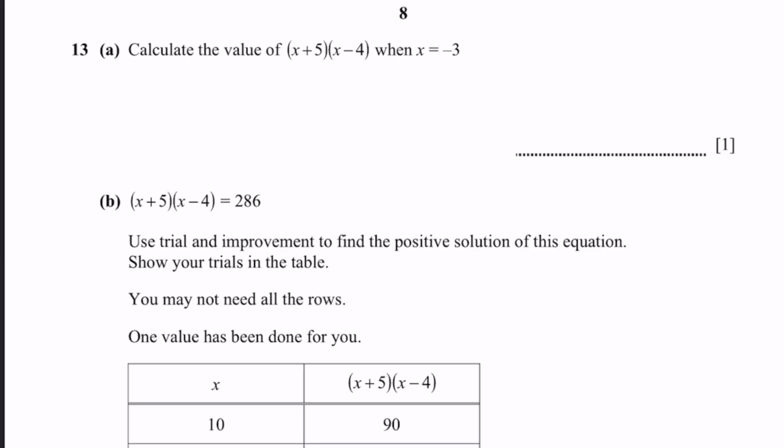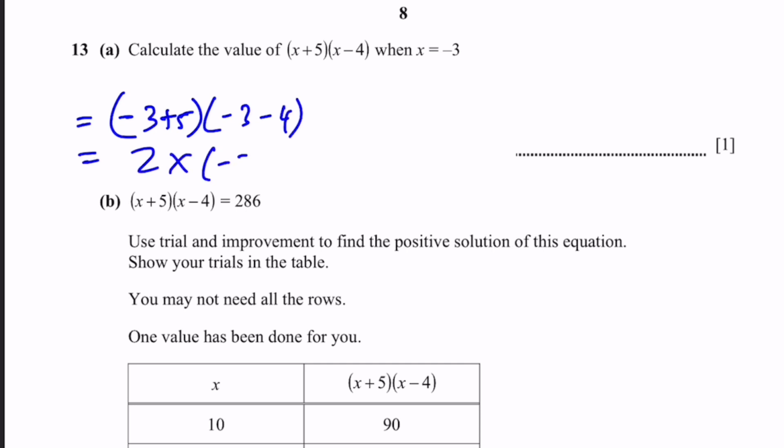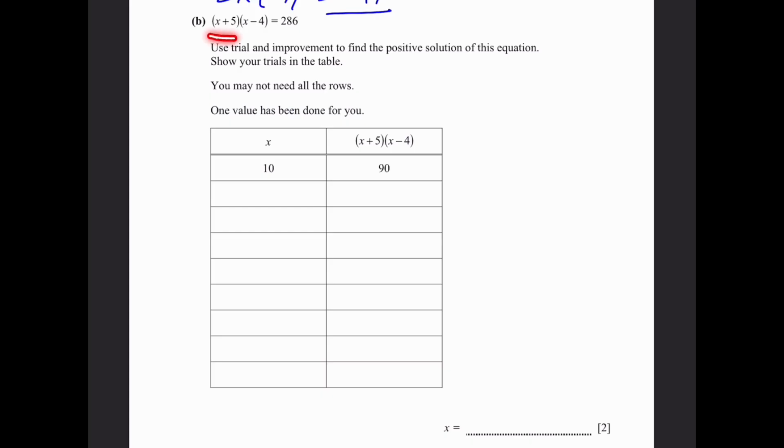Question 13. A. Calculate the value of x plus 5 into x minus 4 when x is equal to minus 3. So that will be equal to minus 3 plus 5 into minus 3 minus 4. That will be 2 into minus 7. That's minus 14. That's the answer. B. x plus 5 into x minus 4 is equal to 286. Use trial and improvement to find the positive solution for this equation. For your trials in the table, you may not need all the rows.